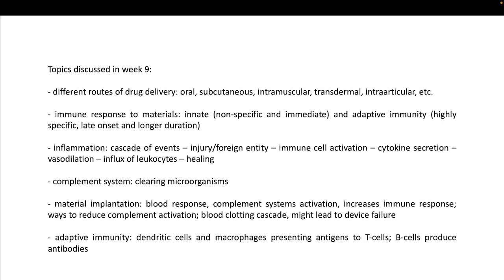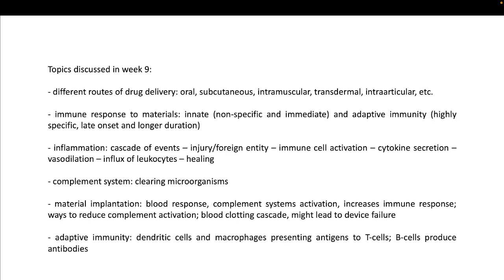So adaptive immunity becomes important when you want to design vaccines. That has been covered this week, and next week we will again be looking at how we can design a vaccine. So all these concepts were covered. Having these basics, we can then go ahead with assignment 9.